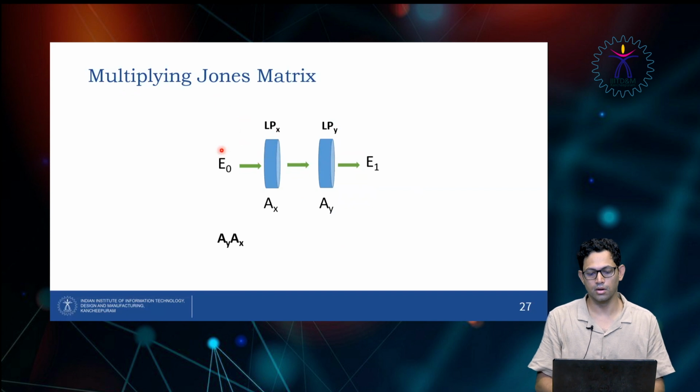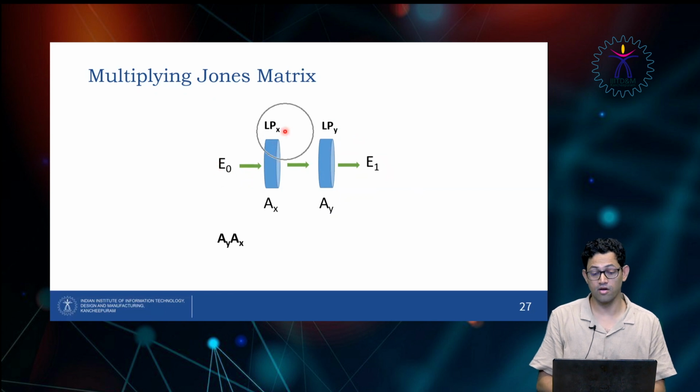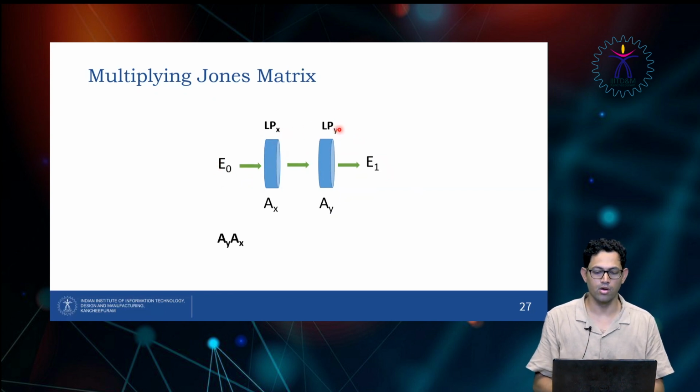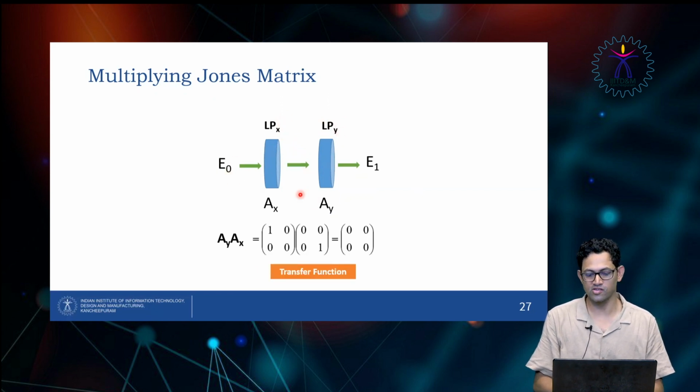Here I have E0 as input and E1 as output. I have an X polarizer, that is a horizontal polarizer, and a Y polarizer. LP means linear polarizer. So this is a horizontal polarizer and a vertical polarizer. I just do the matrix multiplication. AY is given by 1 0 0 0, that is the vertical polarizer, and Ax is given by the horizontal polarizer. You know the Jones matrix, that is 0, 0, 0, 1, we just discussed some time back, and you just multiply it out and you get 0, 0, 0, 0.